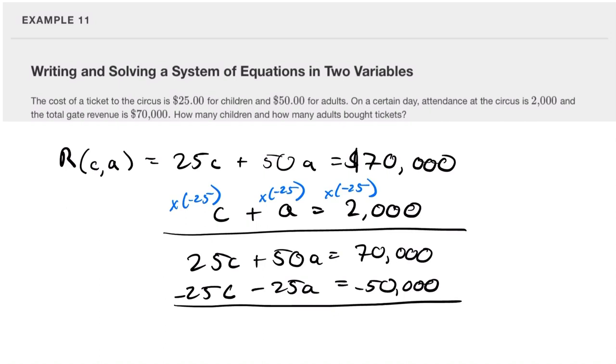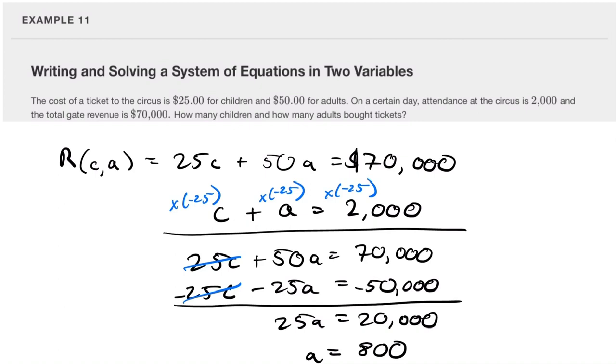A number plus its opposite, these add to 0. So now we have 25a equals 20,000. Well, 25 into 200 is what? 8? So 800 adults? Hey Google, what's 20,000 divided by 25? 20,000 divided by 25 is 800.